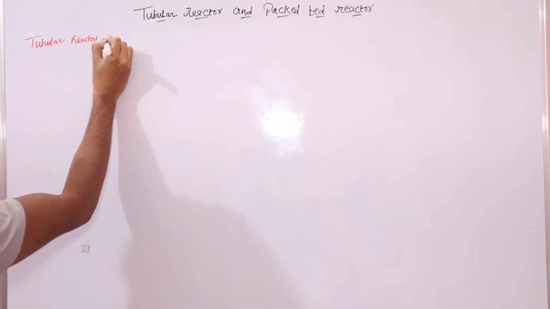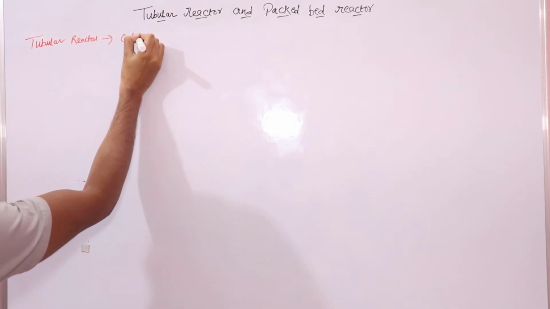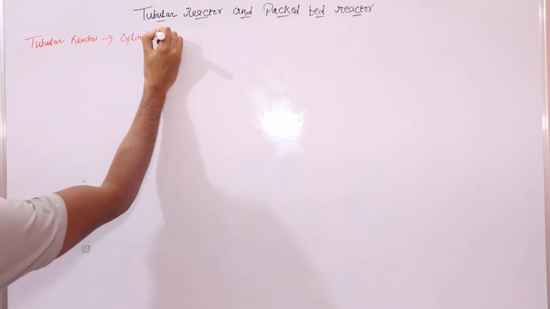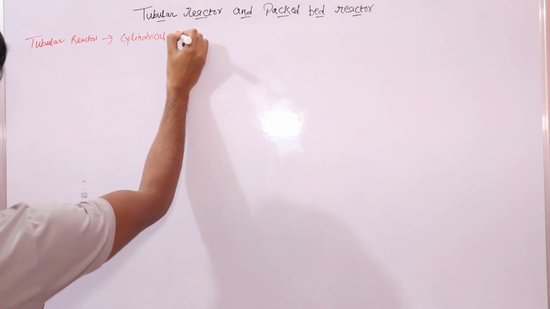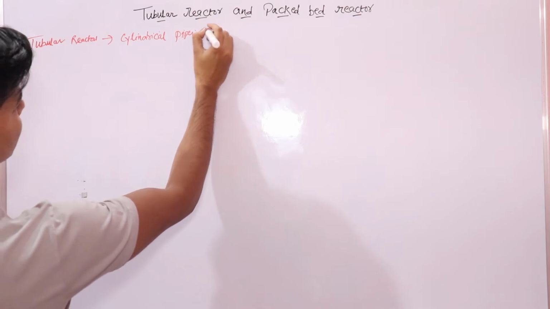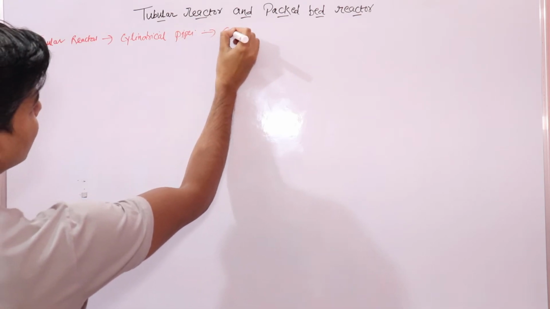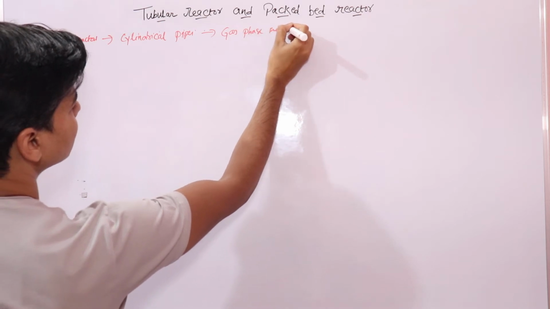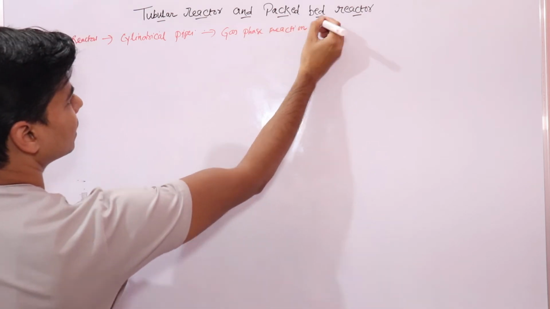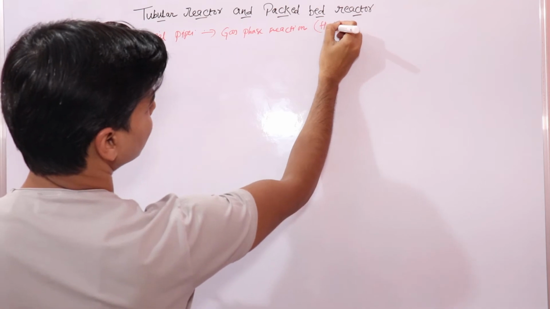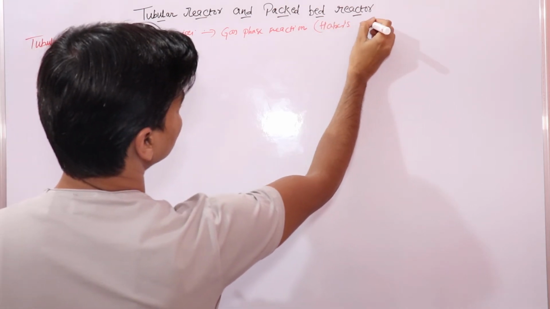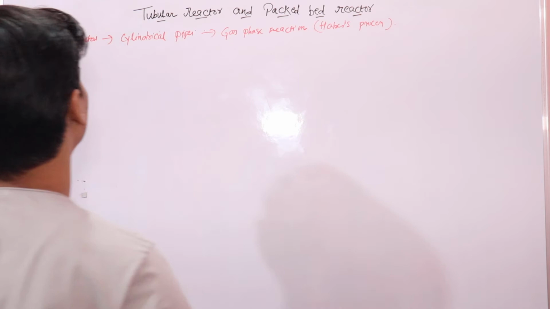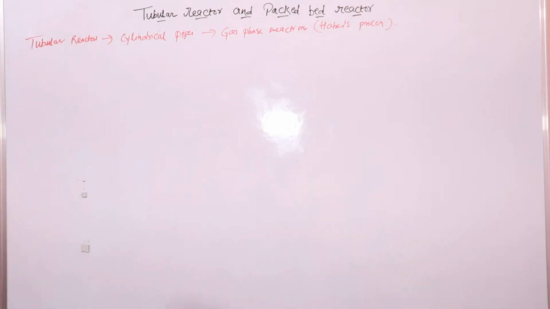So tubular reactors are cylindrical pipes, and mainly gas phase reactions are done in them. An example is the Haber's process that I have discussed. So this is a little introduction to it.